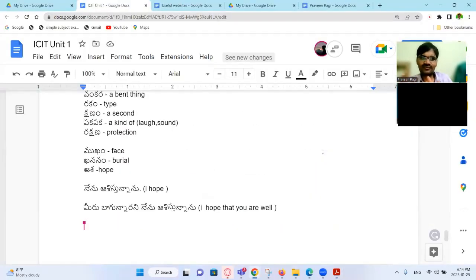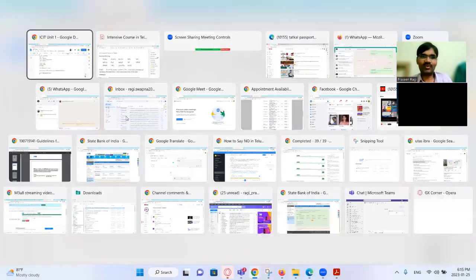The word we mentioned above, asha, hope, is just a noun. But when we convert it into a verb, we get sentences like aashistunnanu. Sometimes we use asha as a noun also, like, that's my hope. Adi naa asha. Here it is a noun only. But in the above two sentences, we made it a verb. Okay. Let's go back to the words.